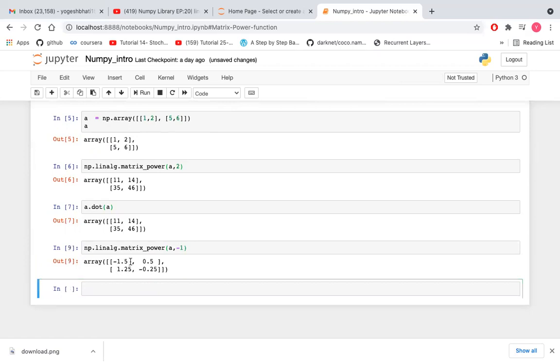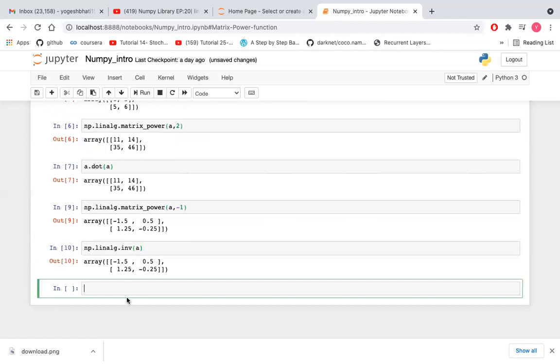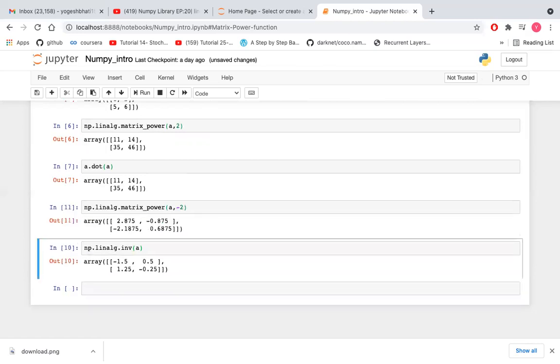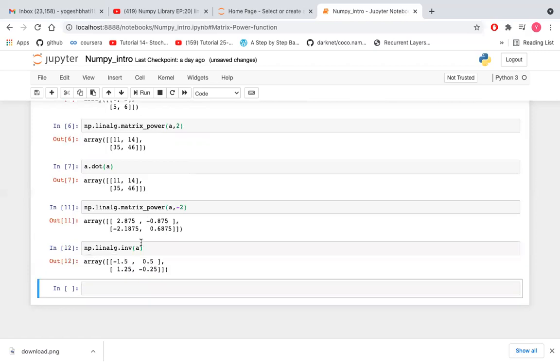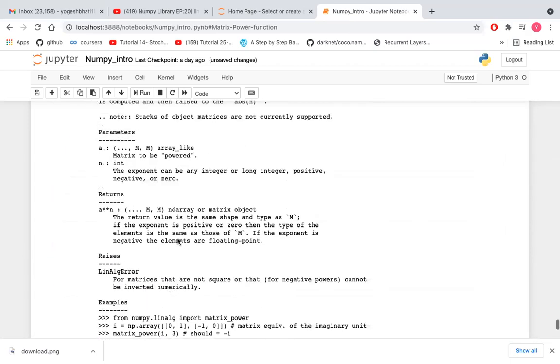If we give a value of minus 1, let's see an example. First of all, it will invert the matrix. After that, it will raise it to the power 1. So how do we invert a matrix? We can calculate it for a by using np.linalg.inv(a). This is the inverse matrix, and the power of 1 means we get the same matrix. If we do minus 2, what are we getting? This is the inverse matrix, and the power of this is equal to this result. So in this way n works in the matrix power function.